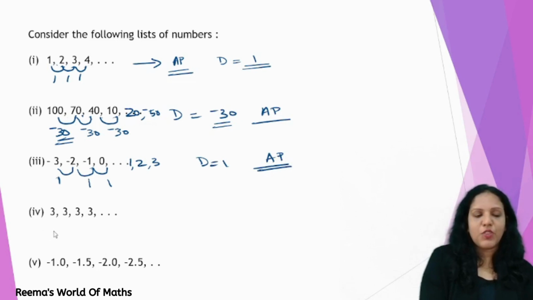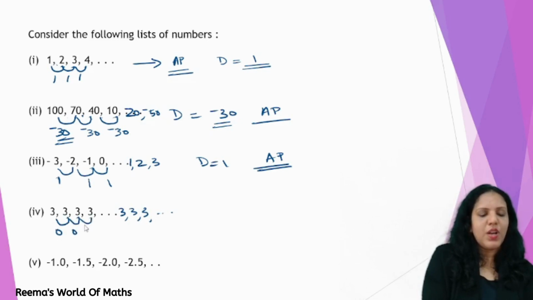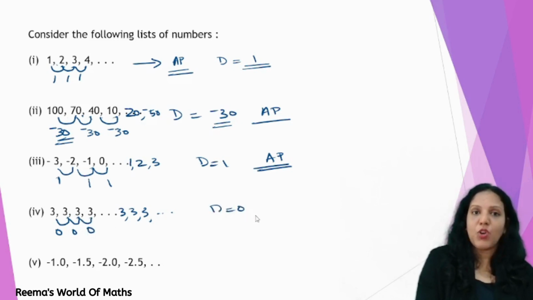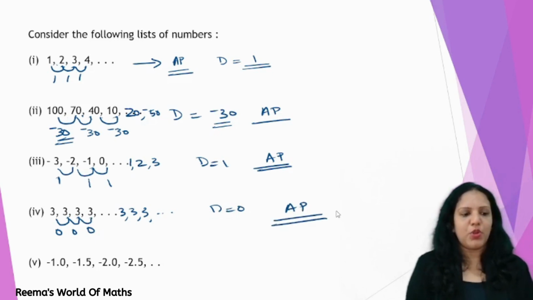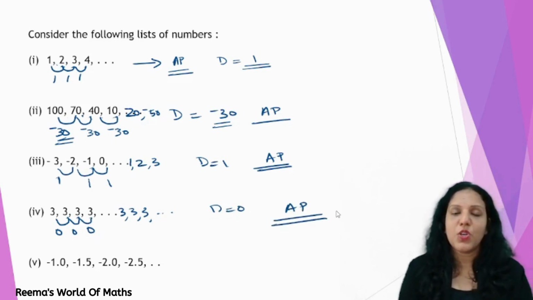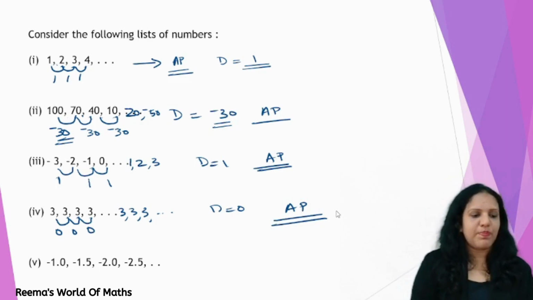Now let's see another list of numbers, which is 3, 3, 3, 3, 3. Here again the next ones will be 3, 3, 3. The common difference between each term is 0 here. So the common difference between two consecutive terms in this list of numbers is 0. So we can say D is equal to 0. Does it form an AP? Yes, this is also a form of arithmetic progression.